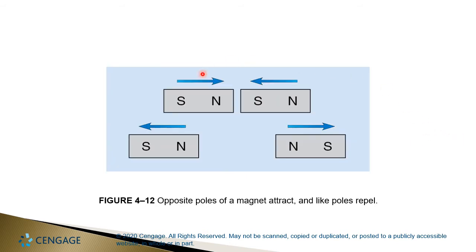So if we take a look, just opposite poles or unlike poles are attracted to each other. Like poles are going to repel each other and push each other apart. Pretty similar to the way our charges worked, if you think of that.